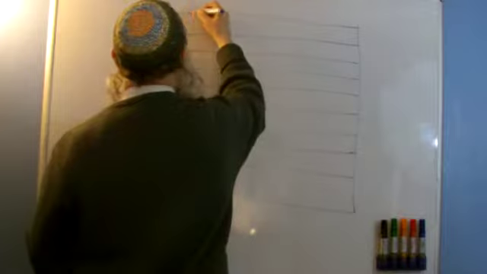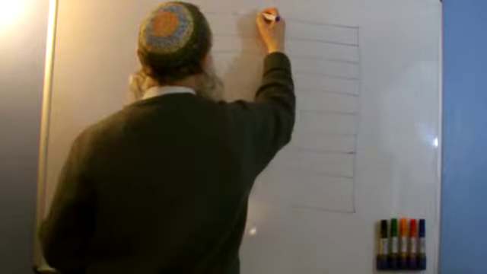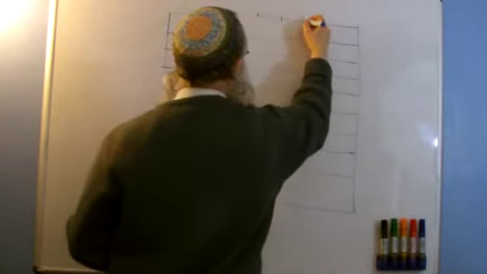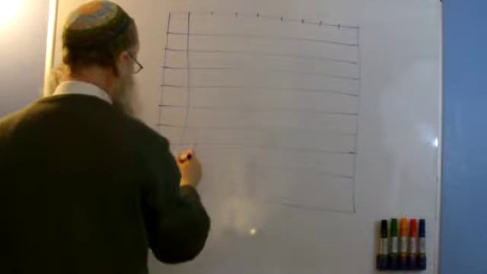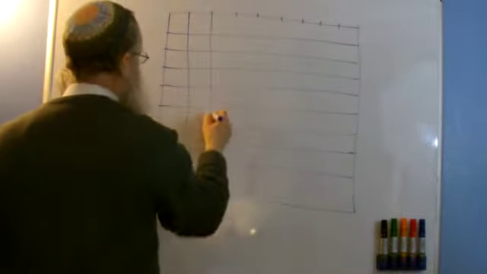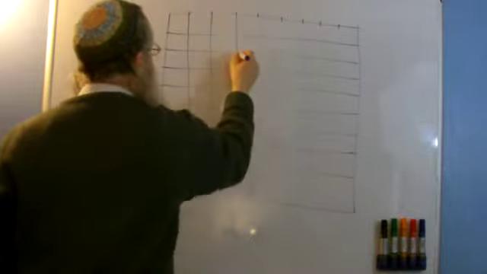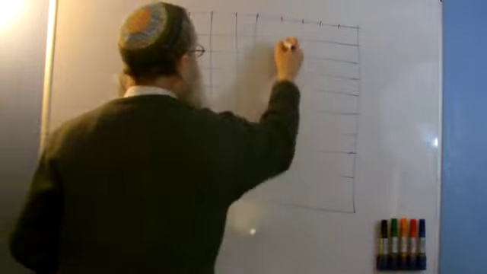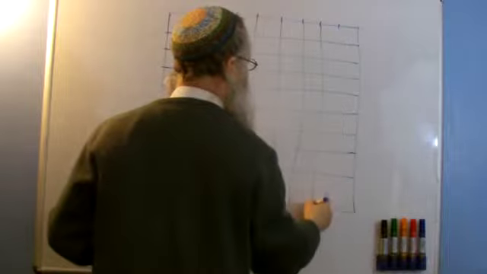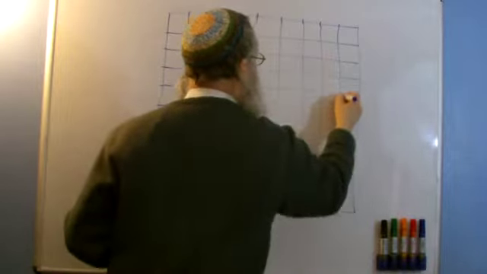Then I do the same this way. 1, 2, 3, 4, 5, 6, 7, 8. And draw these lines down. 2, 3, 4, 5, 6, 7, 8. So I've got a 9 by 9.